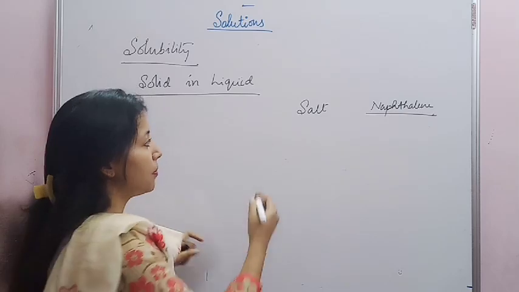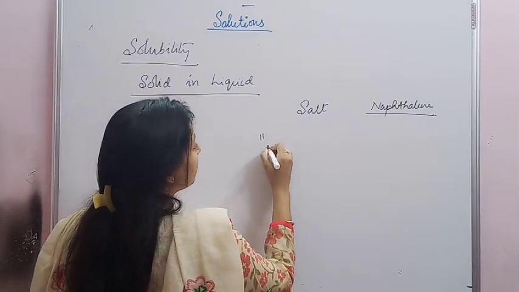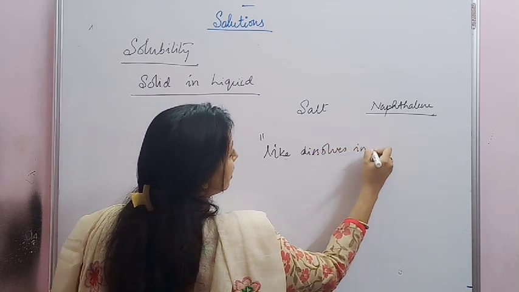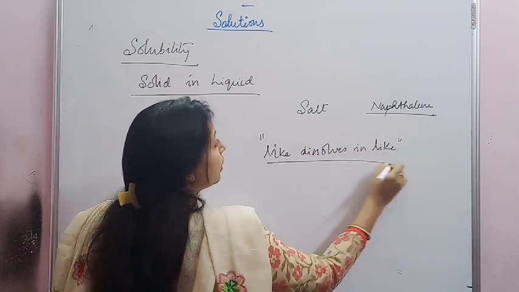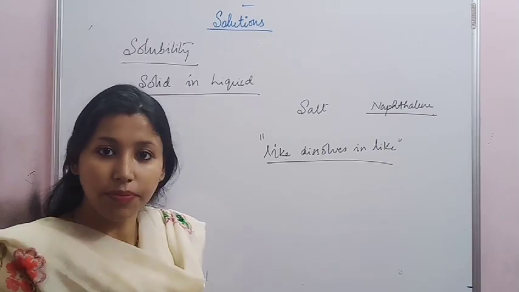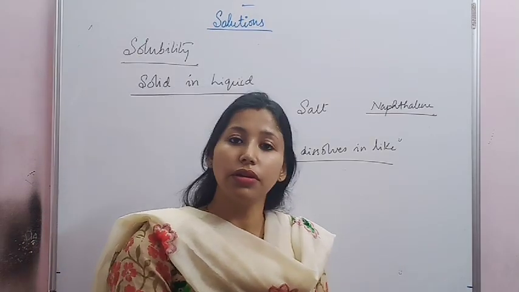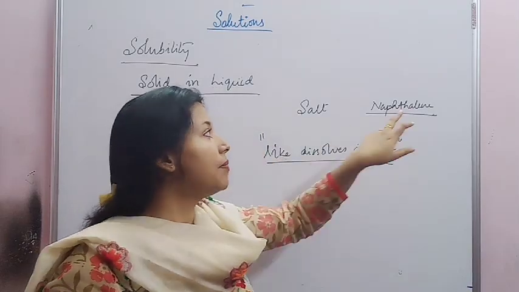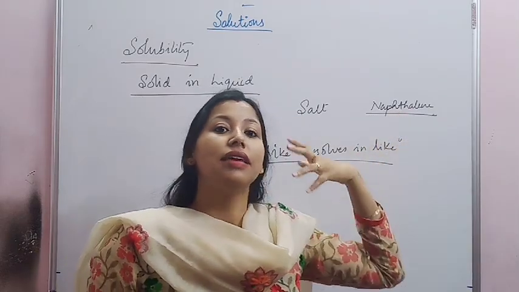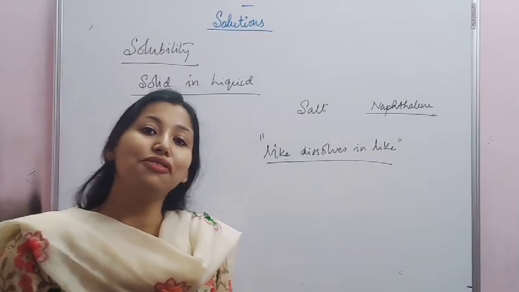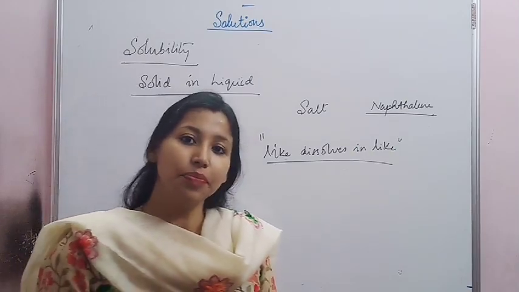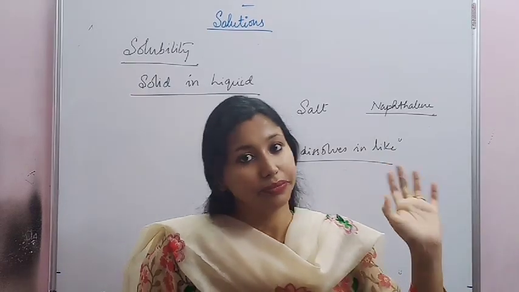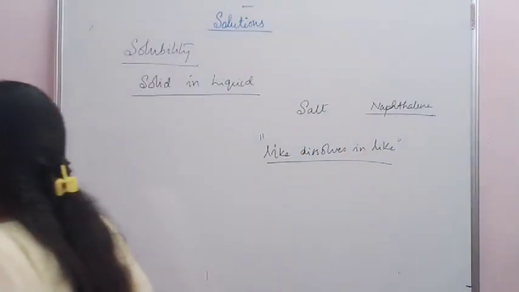So we have to remember the rule that like dissolves in like. So salt will dissolve in water because it has a polar nature and water also has a polar nature. At the same time, naphthalene is an organic compound and it will dissolve in organic solvents like benzene. So we will go by the rule like dissolves in like.